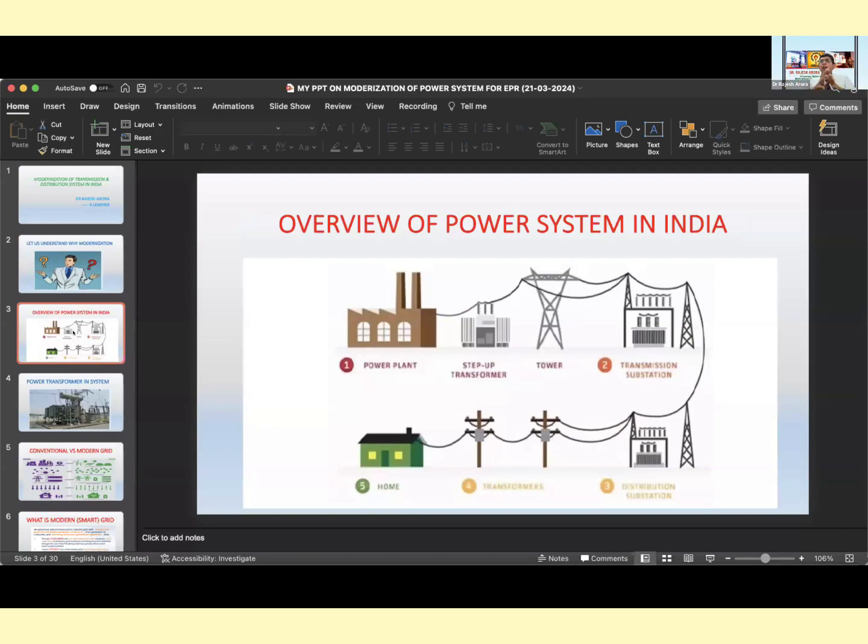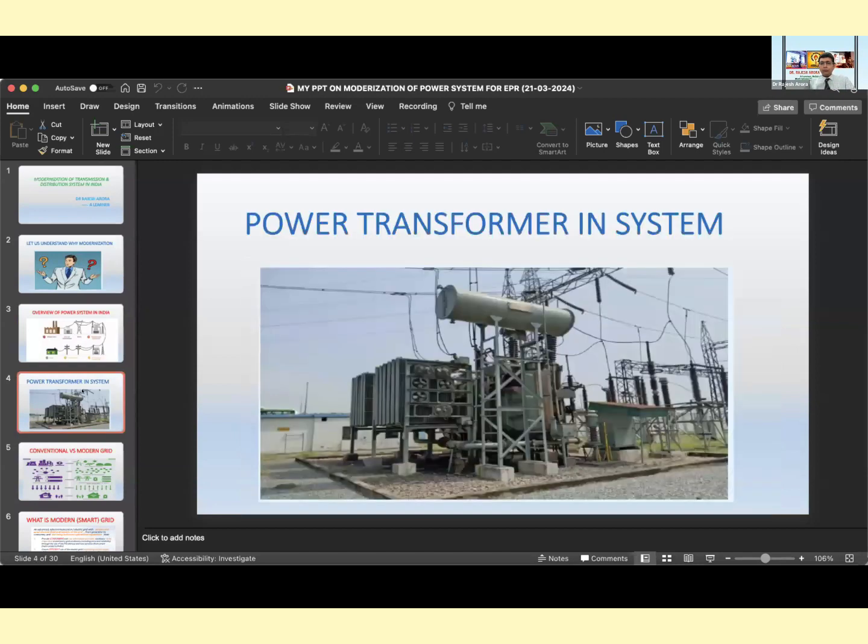I am here to share 30 years of my experience in the power sector. 30 years ago, the power system grid was quite simple. There was one generating plant, then a step-up transformer, then transmission line, sub-transmission line, and distribution system. Finally the power was coming to my home. This is the power transformer we usually come across, which can give power up to 300 MVA, 500 MVA, 160 MVA, 100 MVA, depending.